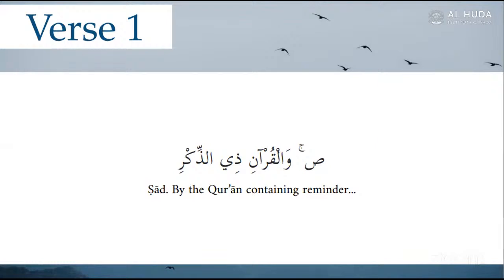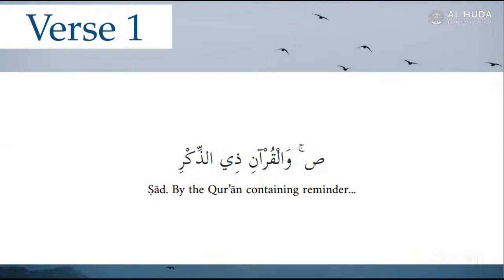Some scholars say the jawab qasam, the point that is being emphasized here through this oath, is omitted, it's mahdhuf. And what is that jawab qasam? What is that point that is being emphasized? By the Qur'an that is full of reminder, the reality is not what the disbelievers say. And what do the disbelievers say? That the Qur'an is fabrication.